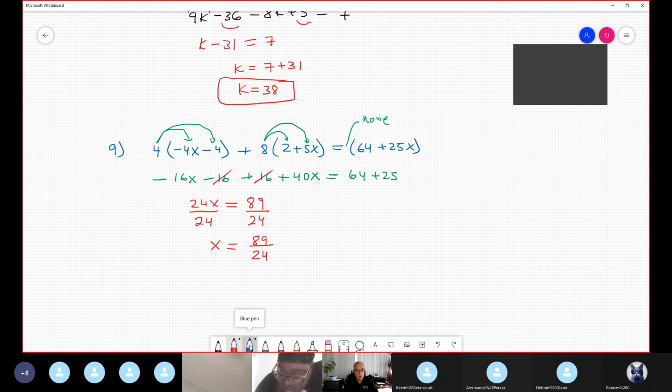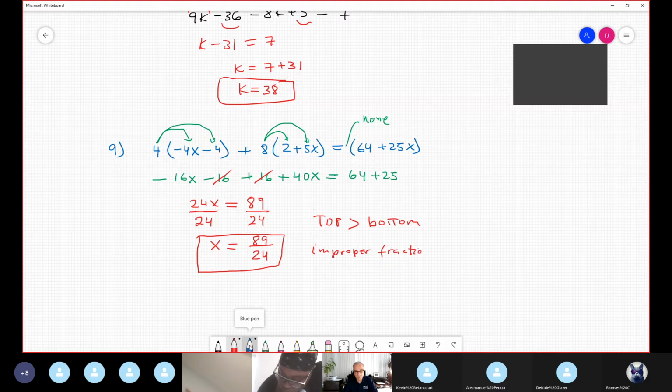In this case, it is impossible to reduce to lowest terms more, so leave it like that. Basically in algebra, guys, when you manipulate and you get fractions, you express them as improper fractions. An improper fraction is a fraction where the top part is bigger than the bottom. Not a mixed number, this is not good in algebra. Improper fraction. Okay, any question on number 9?